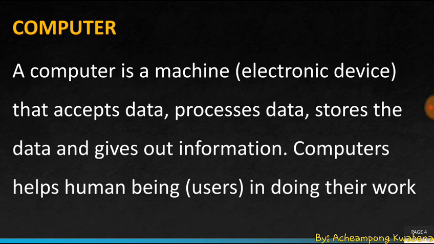Now let's look at this. Can we mention any device that accepts data from a user, processes the data, stores the data, and also gives out information? We have many devices that work this way, and all these devices are classified as computers. So any device that accepts data from a user or a person, processes the data or works on the data, stores or keeps the data, and gives out information is classified as a computer.